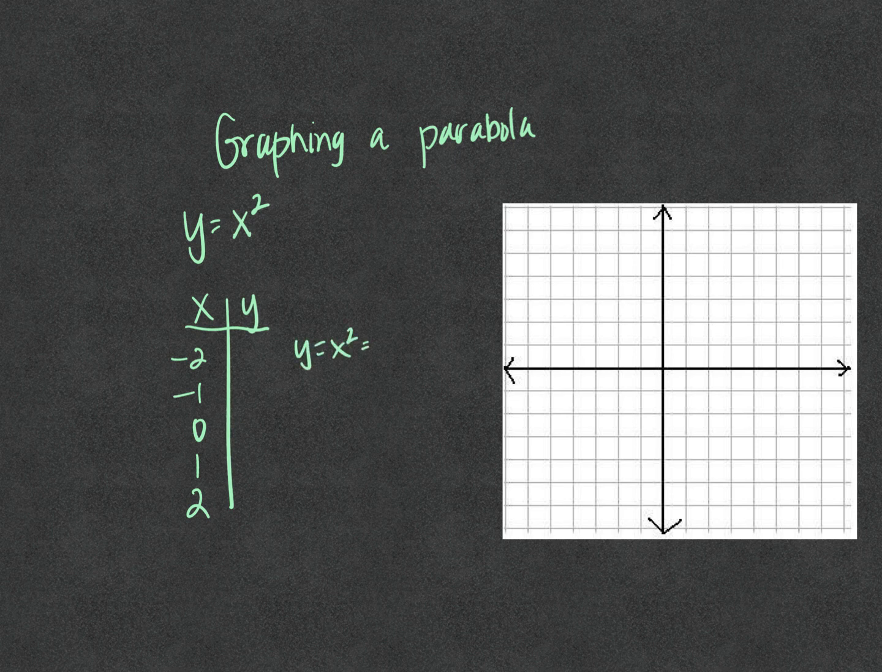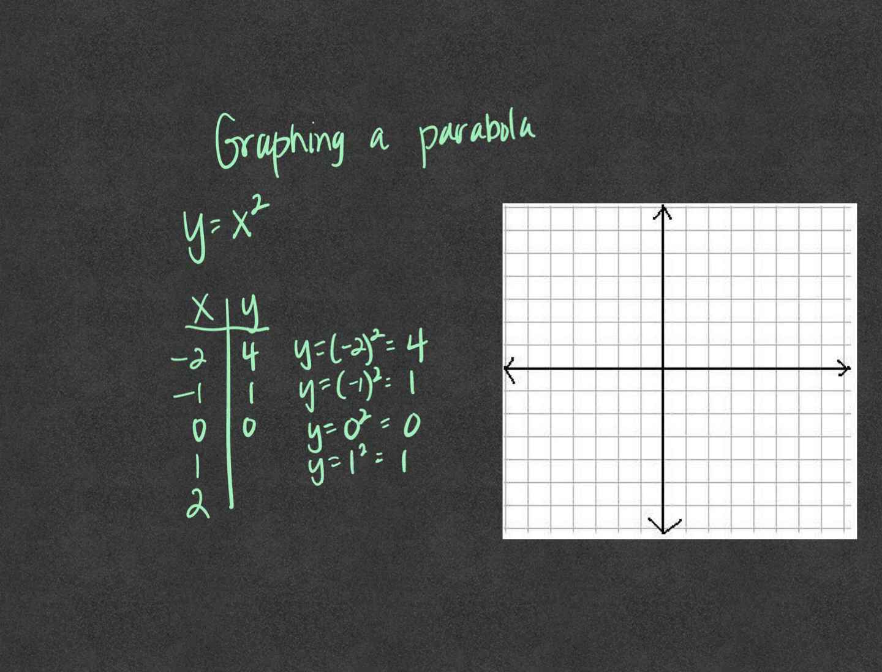So instead of saying y equals x squared, let's take our x value. In this case, our x value is -2. So -2 squared is -2 times -2, which is +4. On the next one, y equals -1 squared. -1 times -1 is +1. Y equals 0 squared is 0. Y equals 1 squared, 1 times 1 is 1. And y equals 2 squared, 2 times 2 is 4.